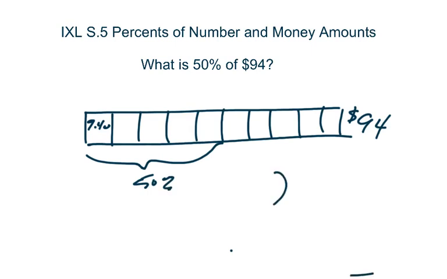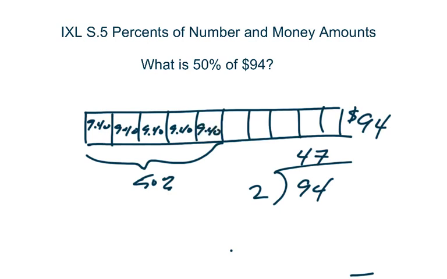Or another thing we could do is take our 94 and just cut it in half, because 50% is half. And that would give us 47. Now adding up 9.40 5 times will also give us $47. So a couple of quick ways to solve that one.